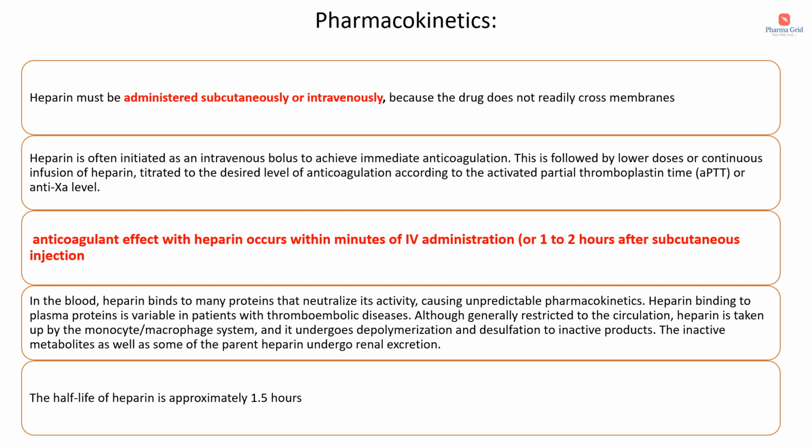In the blood, heparin binds to many proteins that neutralize its activity, causing unpredictable pharmacokinetics. Heparin binding to plasma proteins is variable in patients with thromboembolic diseases. Although generally restricted to the circulation, heparin is taken up by the monocyte or macrophage system and undergoes depolymerization and desulfation to inactive products. The inactive metabolites as well as some of the parent heparin undergo renal excretion. The half-life of heparin is approximately 1.5 hours.